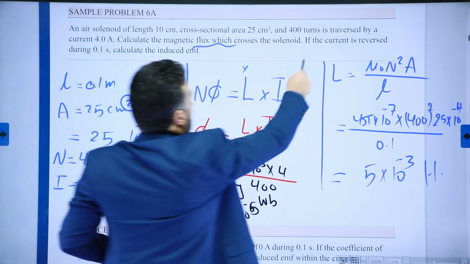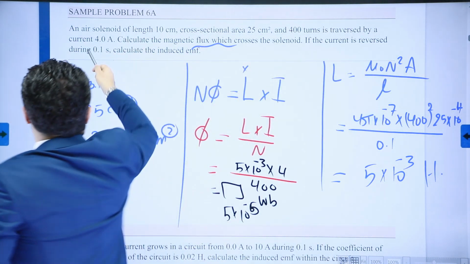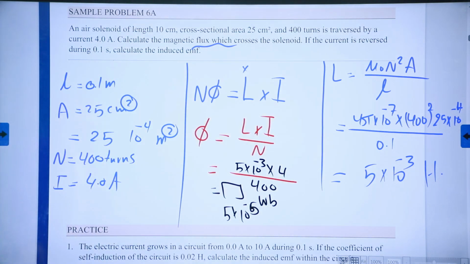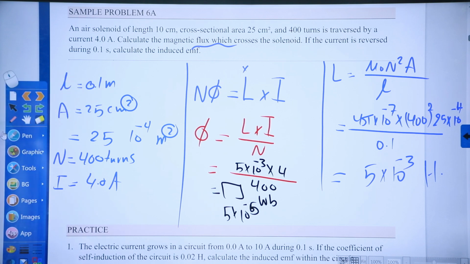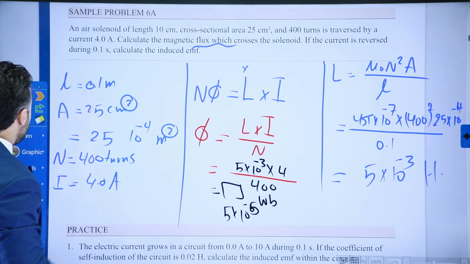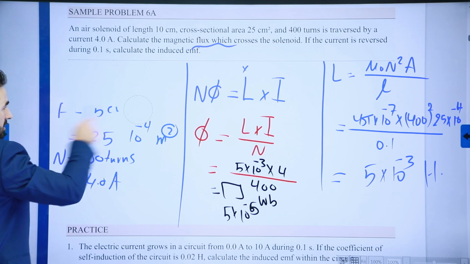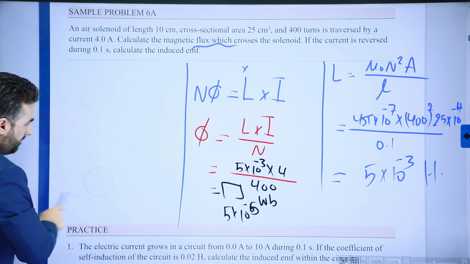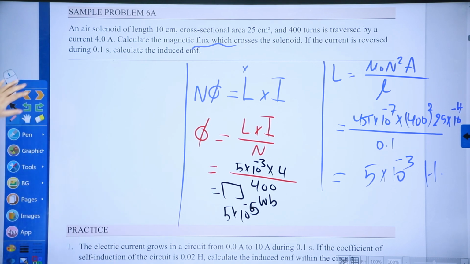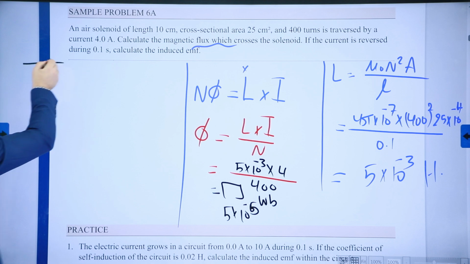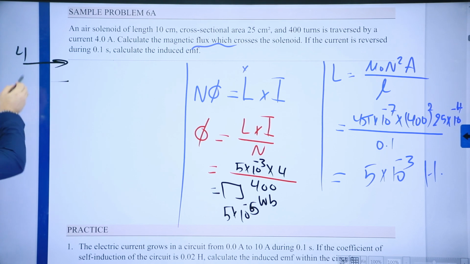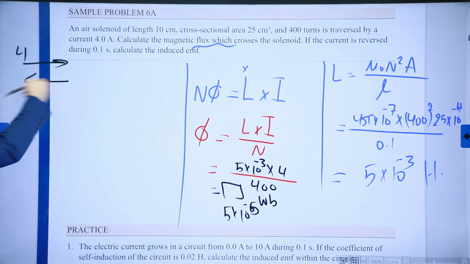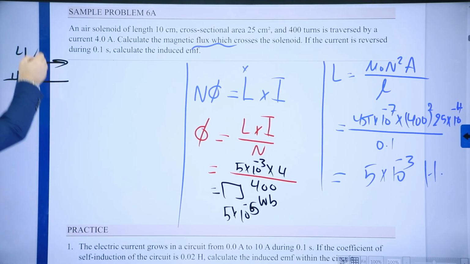It says if the current is reversed during 0.1 second, calculate the induced electromotive force. Now, how do we calculate the induced electromotive force? But before that, what does it mean that the current is reversed? If the current is reversed, that means the direction of the current is reversed. So if it goes, for example, this way, which is 4 ampere, then if it goes the other way, that means reversing, which is going to be negative 4, if these are in amperes here.